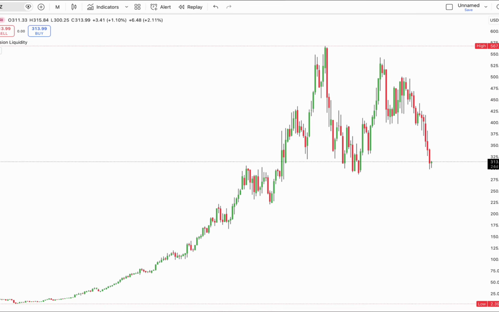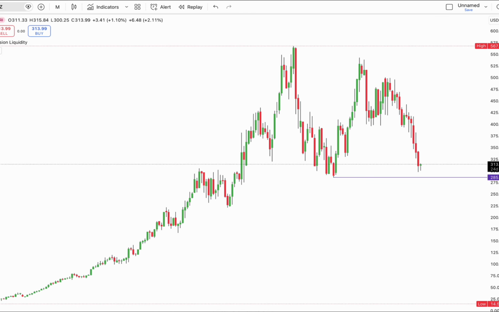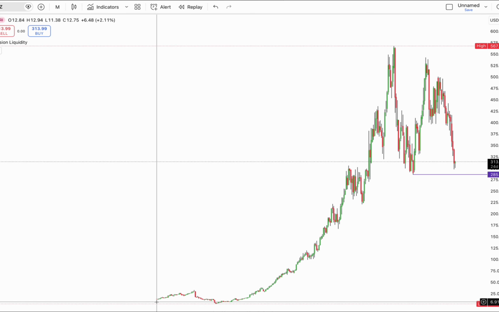Now here's another example, Domino's. Where do you think you should start buying Domino's? If you said right at this low, you are right. How did you know the answer? If you can see, this is the monthly time frame. Domino's is clearly a strong company, and it has held through the test of time, being a tradable stock all the way back to July 2004.